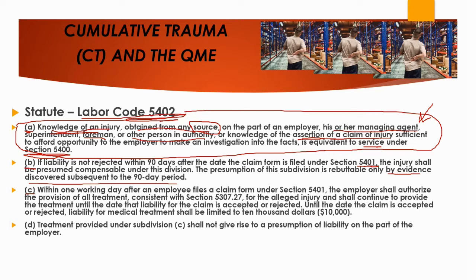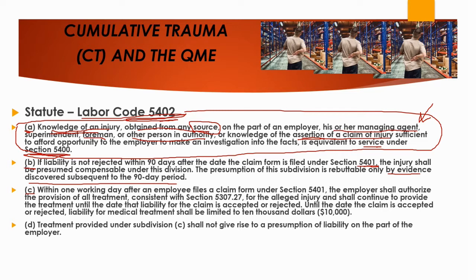Now, the claims administrator cannot delay unfairly, because Labor Code 5402C defines their responsibility even during this 90-day period. It tells us that within 1 working day after an employee files a claim form, the employer shall authorize the provision of all treatment for all body parts for the alleged injury, and shall continue to provide that treatment until the date that liability for the claim is accepted or rejected, even up to 90 days.